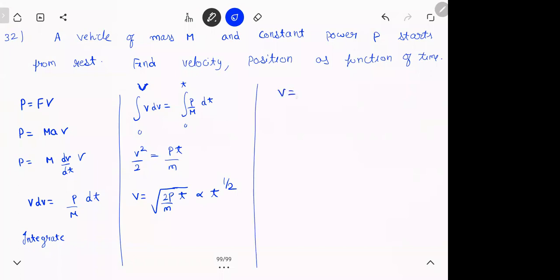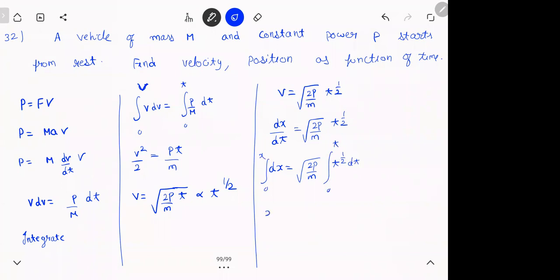So we know v is equal to root over 2p by m into t to the power of half. But what is v? dx by dt. Again integrate. You get dx is root over 2p by m t power half dt. Integrate 0 to x, 0 to t. This would be x is equal to root over 2p by m into t power 3 by 2 by 3 by 2. That's 2/3 of root over 2p by m into t power 3 by 2.